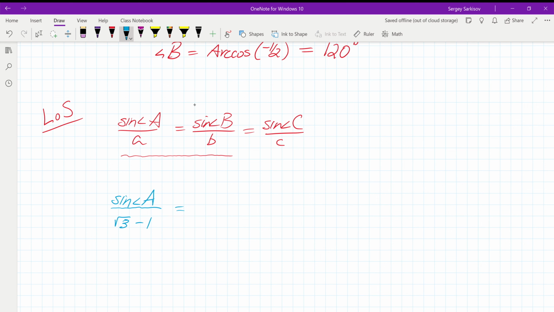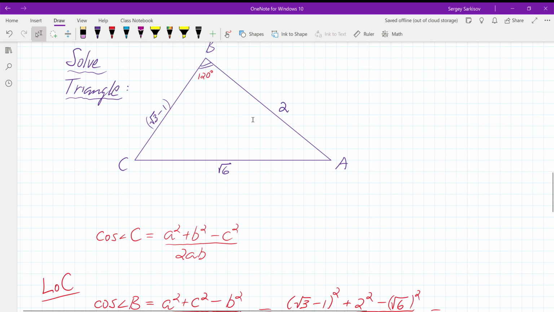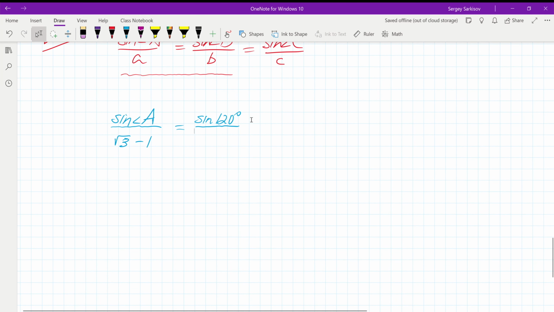So what's sine of 120 degrees? Let's do that. Sine of 120 degrees, that's exactly root 3 over 2. And then what's b? b is root 6. So over square root of 6. Okay, and that's going to equal root 3 over 2 over root 6. If you simplify this, multiply top and bottom by, let's say, root 6 if you like. You can do that, it's fine. And 2 at the bottom, so let's multiply by 2 over root 6 over 2 over root 6. What happens? Root 6 becomes a 6, so it's going to be this.